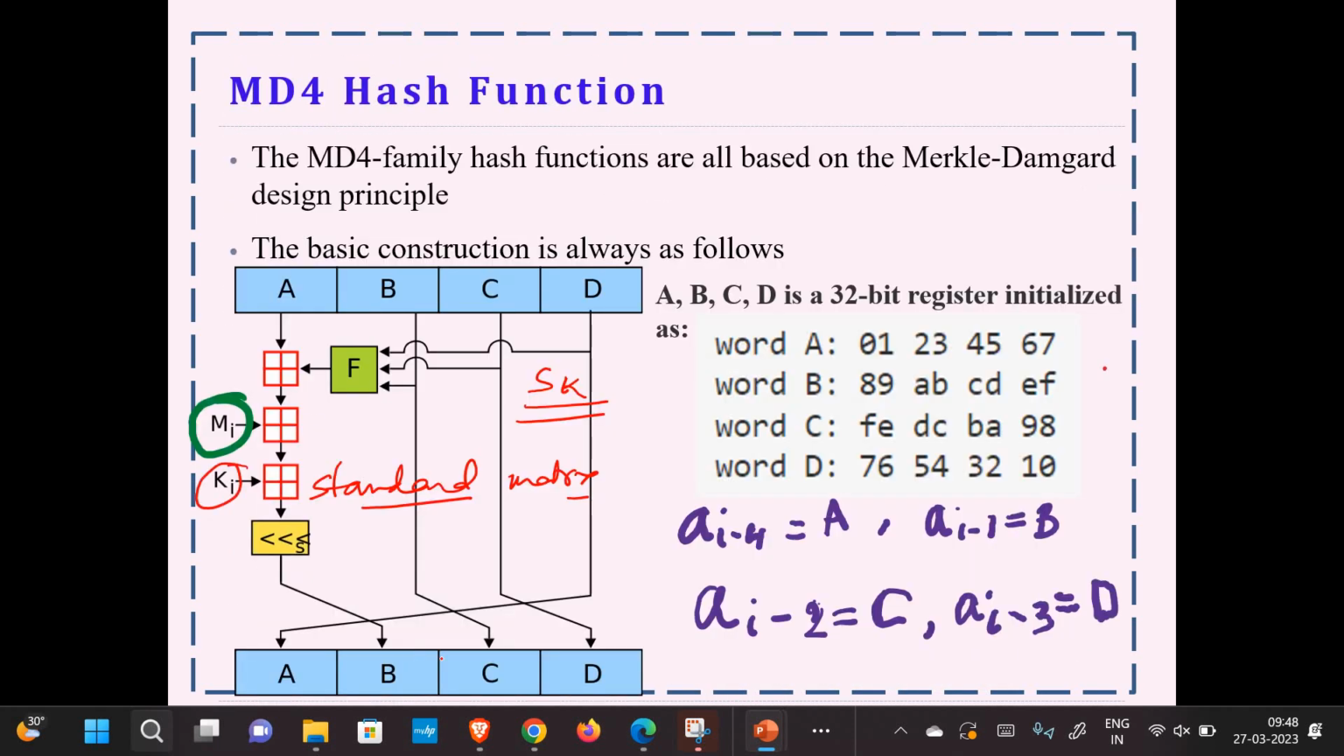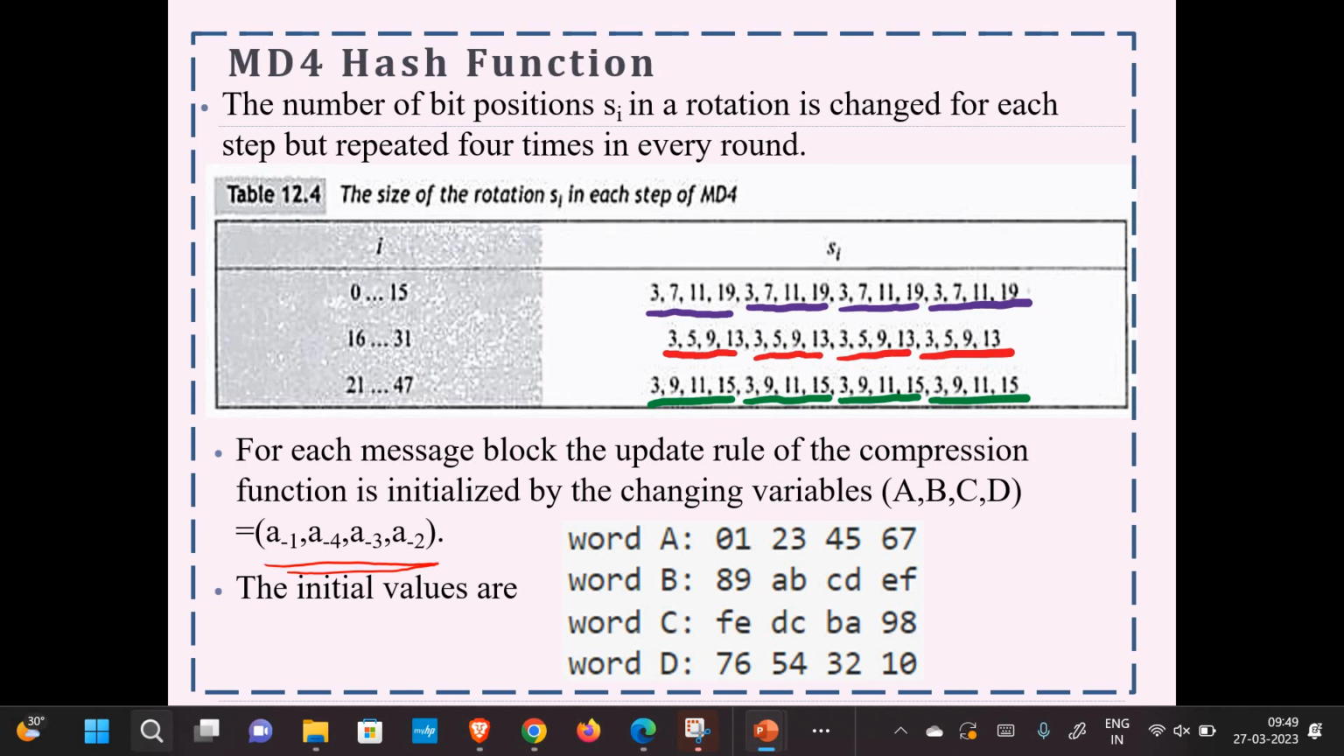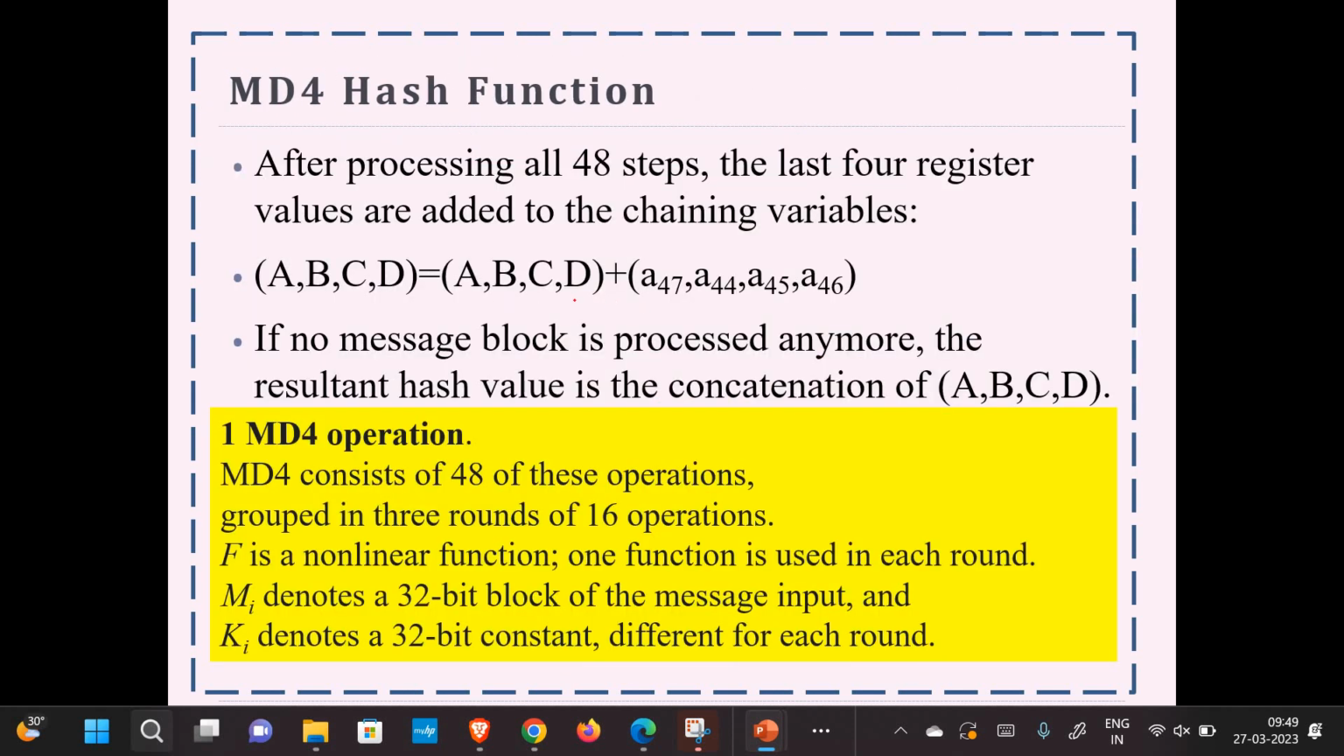A is coming to B, B is coming to C, C is coming to D, and D is coming to A. So that is being mentioned over here. You can look at it later. See here, original ABCD and this is the updated ABCD. Whatever we are getting, that is my new ABCD, and that is happening for each and every step.